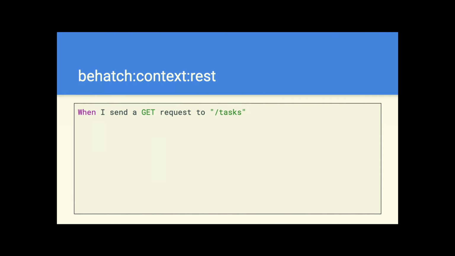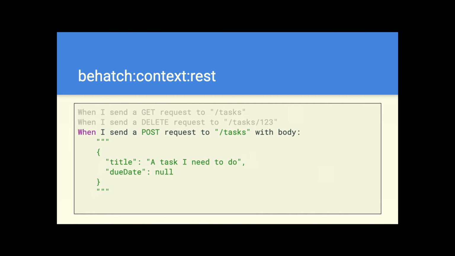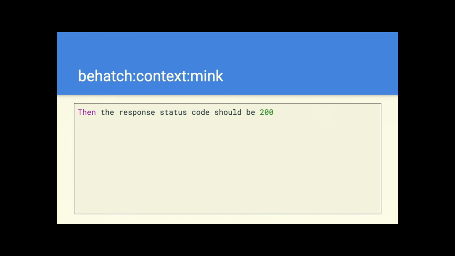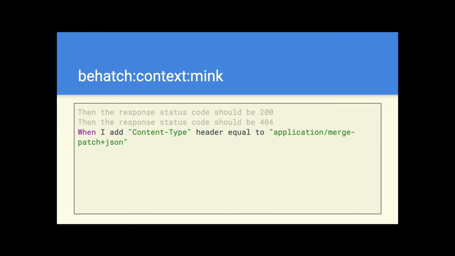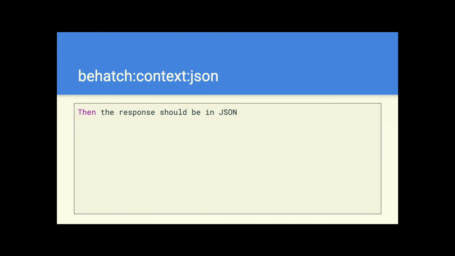The REST context gives us a way to call upon endpoints in different versions, even with a body. The Mink context will give us a bit of information about browsing and the request itself without the JSON part around it, to check status codes or set headers. The JSON context will give us some helpful checks for JSON responses.